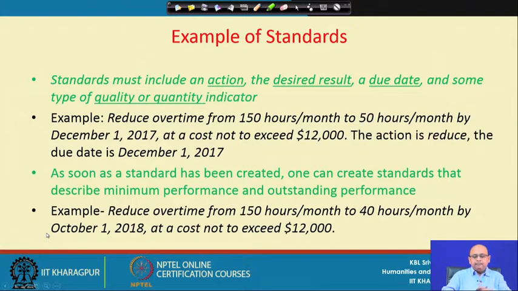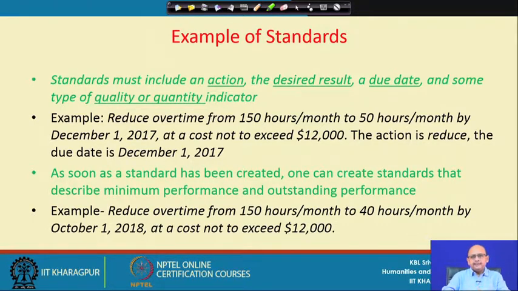Now, moving to the next part, here I am giving 2 examples of standards. So, when I am talking about standards, it includes action, result, due date and also the quality and quantity indicator. So, now if you look at this example, which says reduce overtime from 150 hours per month to 50 hours per month by December 1, 2017 at a cost not exceeding $12,000, right. What is the action that you are going to take? You are going to reduce it. What is the due date? December 2017, right. And what is expected, the quality and the quantity indicator, is that you are going to reduce overtime by 100 hours per month from now onwards. So, you are talking about the standard that you are going to achieve.